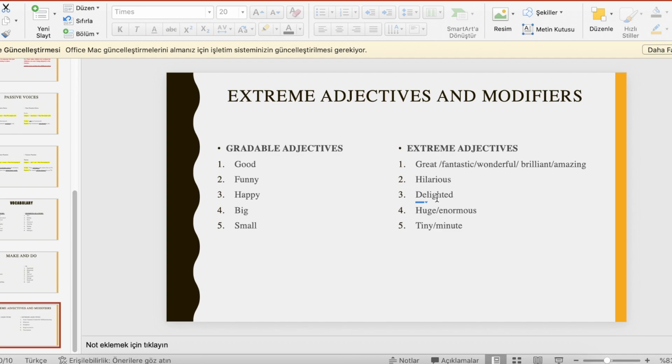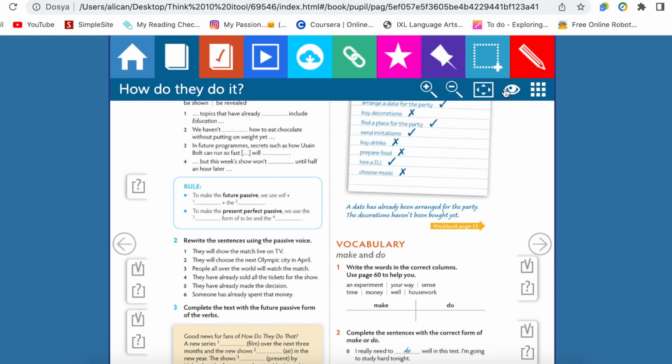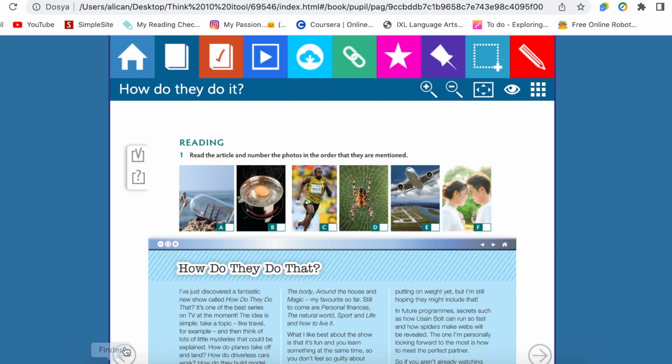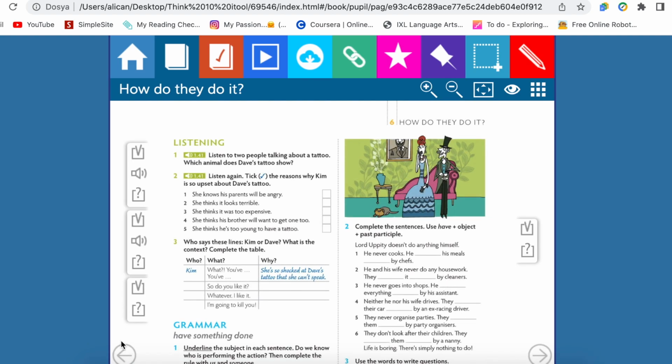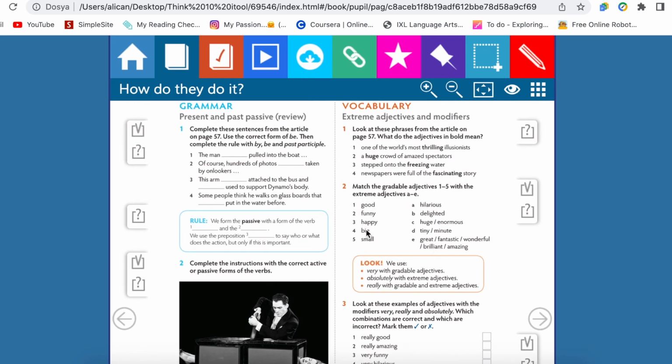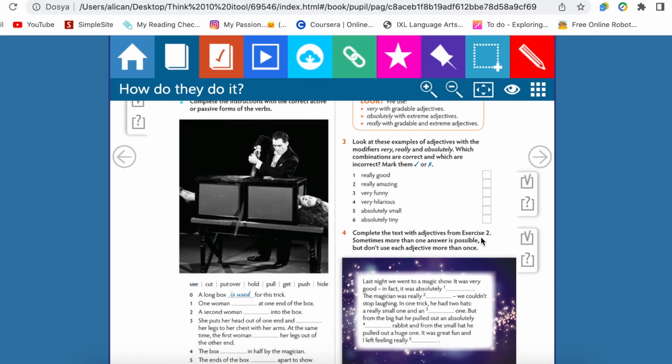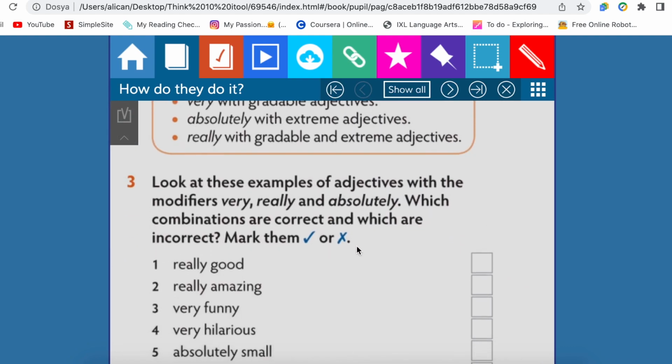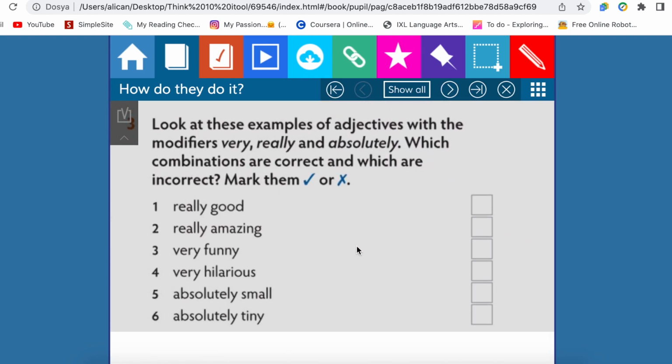Okay, let's look at here. Let's go back. Page 58. One more page. Yeah, it's here. As you can see here, let's match it. It says, look at these examples of adjectives with the modifiers very, really, and absolutely. Which combinations are correct and which are incorrect? Mark them, tick or cross. Really good, we said we can use really with both. Really amazing, we can use it.